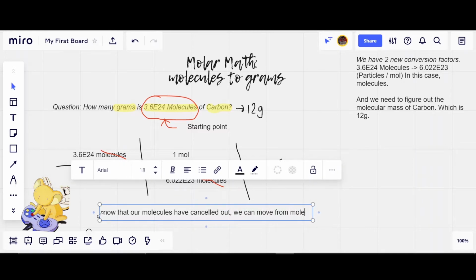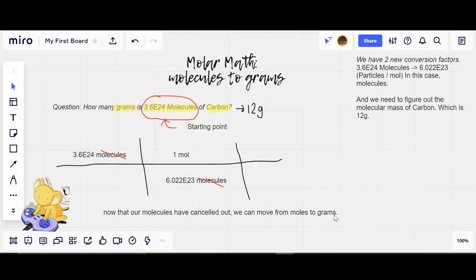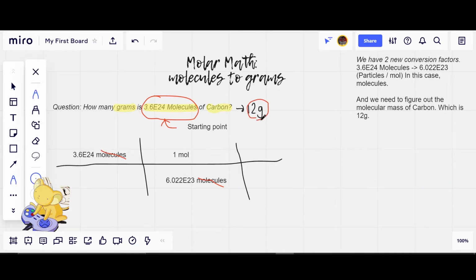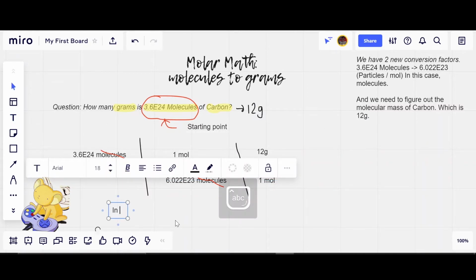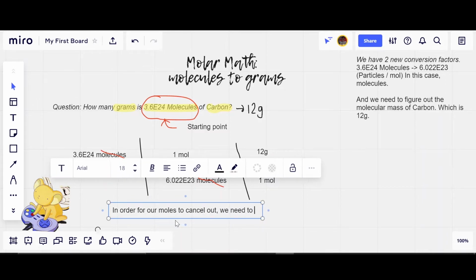We can now move from moles to grams. Now, the 12 grams can be placed on the top, since we can't place grams on the bottom, because that's where the other mole would go to cancel it out. Then we put 1 mol on the bottom. After we cancel those out, we are left with the remaining numbers, 3.6e24, 6.022e23, and 12.